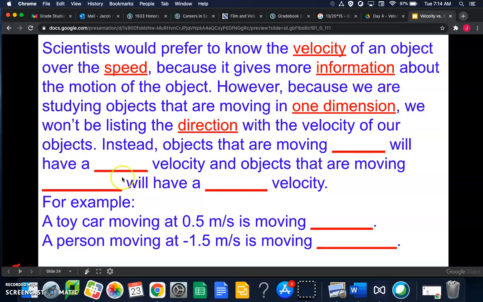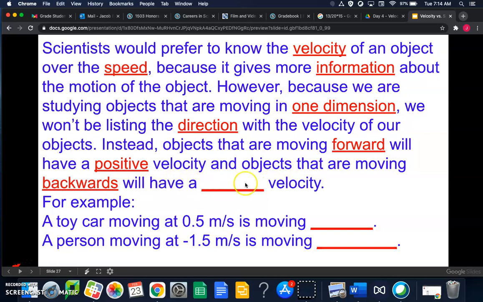They've got a shorthand. So instead, objects that are moving forward will have a positive velocity, and objects that are moving backwards will have a negative velocity. So for example, a toy car moving at 0.5 meters per second is moving forwards, and a person moving at negative 1.5 meters per second is moving backwards. So hopefully that makes sense. If you have any questions about this, let me know.